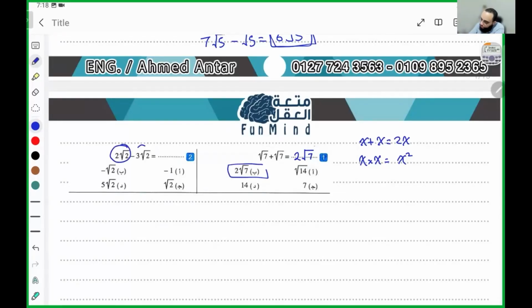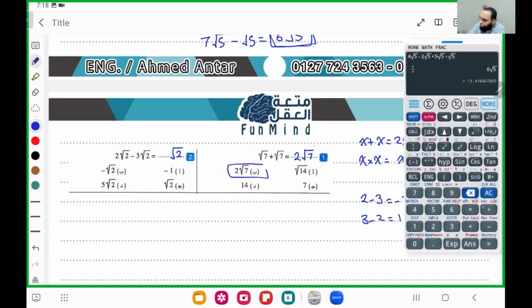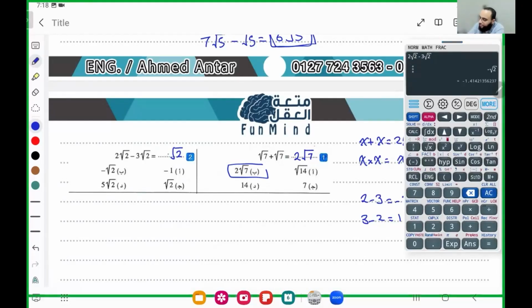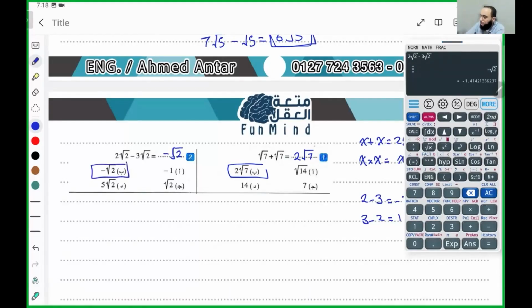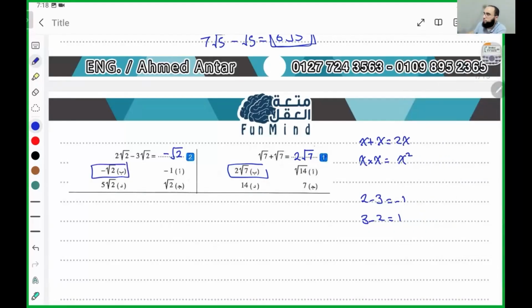The next, 2 root 2 minus 3 root 2. It's something like 2 minus 3 and the root 2 stays itself. 2 minus 3 equals? 1. No, it's not 1, it's negative 1. Yes, excellent. 2 minus 3 equals negative 1. But if it is 3 minus 2, this is 1. You can do it with the calculator also. It's 2 root 2 minus 3 root 2, then it's negative 1 root 2, which is negative root 2 without the 1. Both are correct.